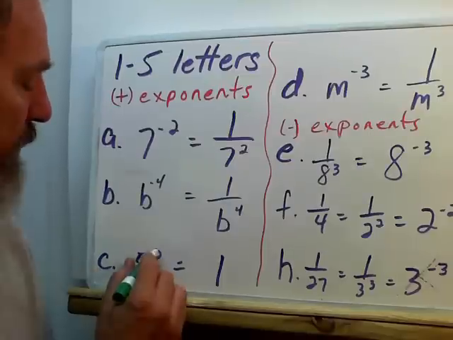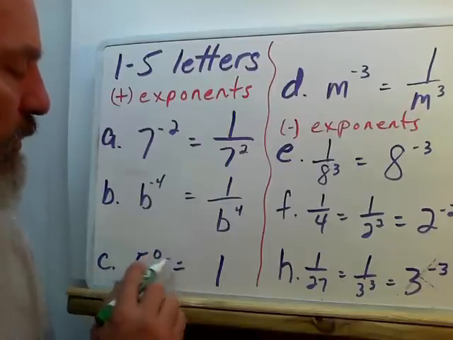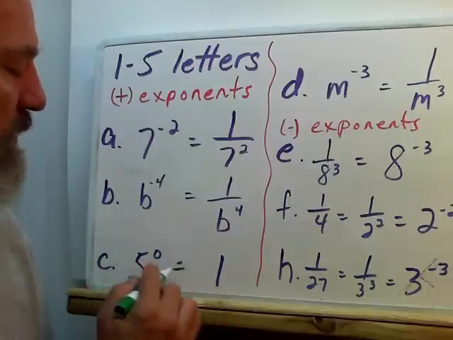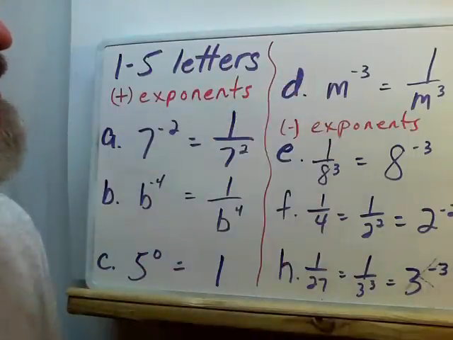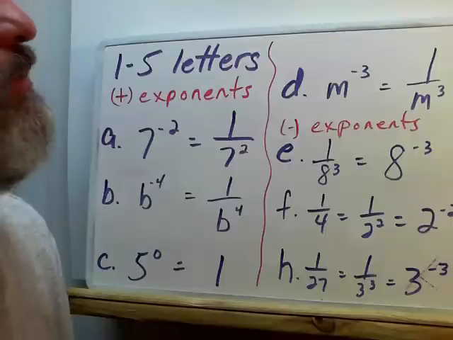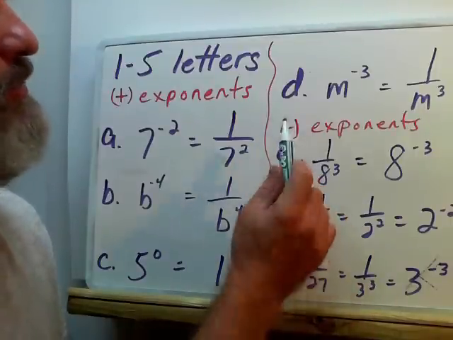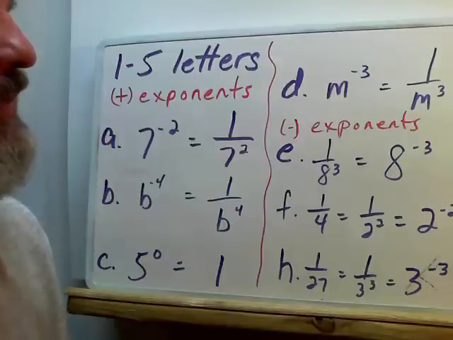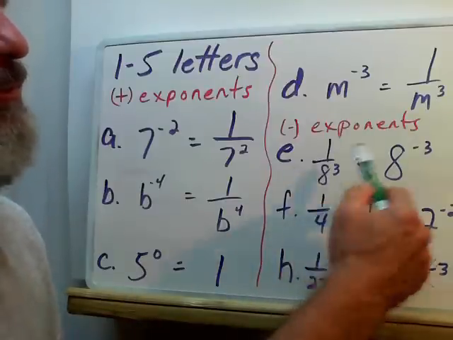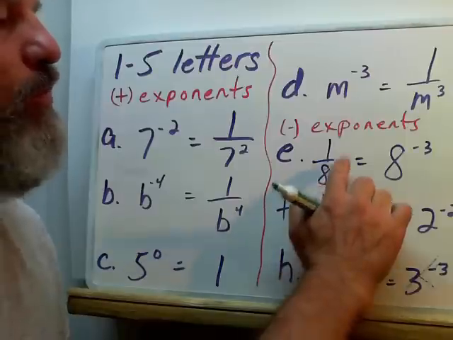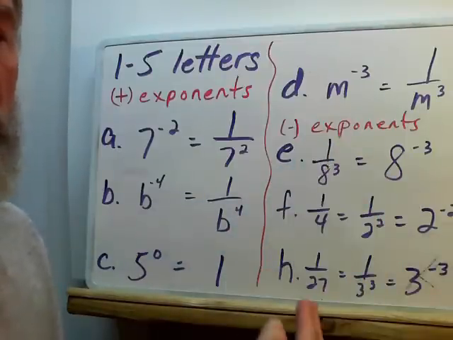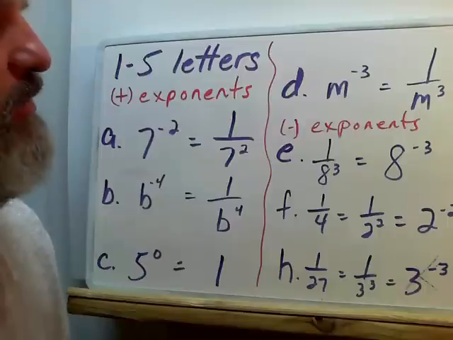Letter C, remember any number to the 0 power is 1. 5 to the 0 power is 1. Letter D, m to the negative 3 equals 1 over m to the positive 3. Now we're going to switch and start writing our expressions using negative exponents. Again, to build your ability to recognize that we can just move it from numerator to denominator or denominator to numerator in order to change the sign.